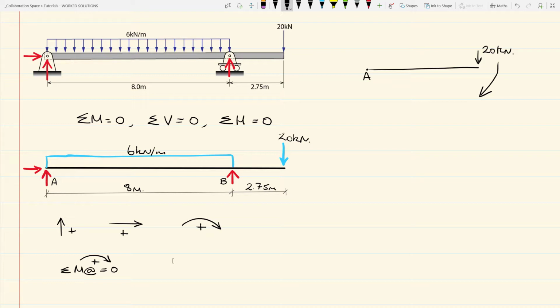So for the 20 kilonewton point load, it is rotating the beam in a clockwise direction, so we can say plus 20 times, and if we remember that a moment is a force times its lever arm, so let us take the lever arm as being the perpendicular distance between the load and the point about which we are taking the moment. So in this case it's 10.75 meters. That is your lever arm. So we have 20 times 10.75, and that takes care of the point load.